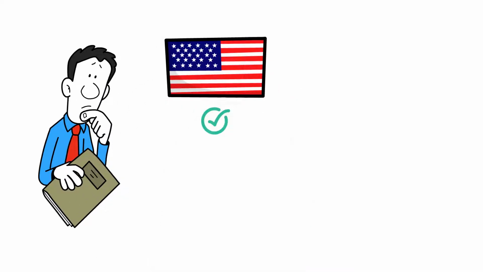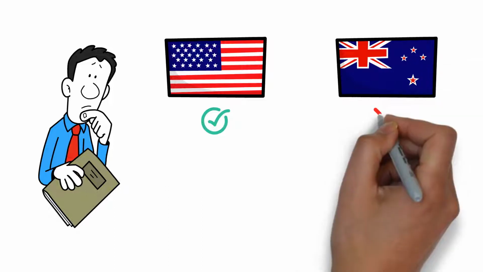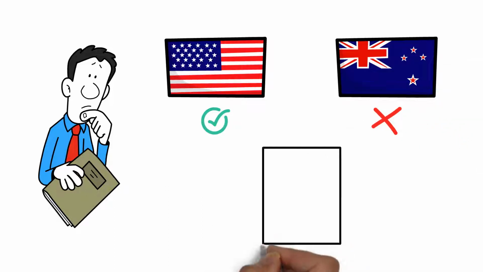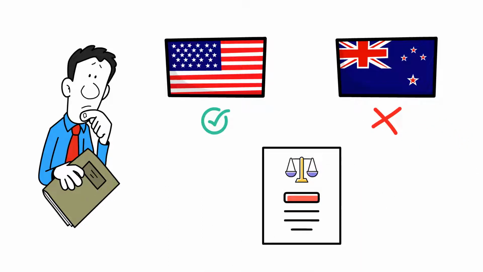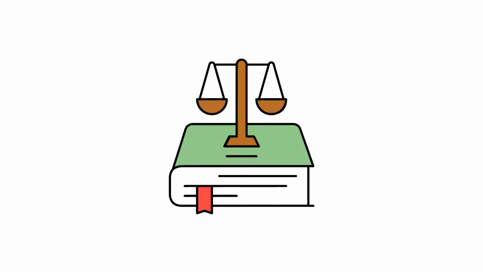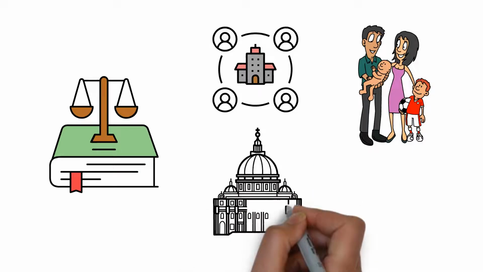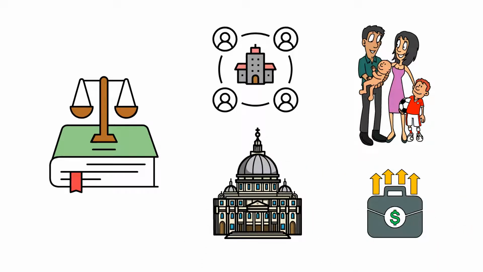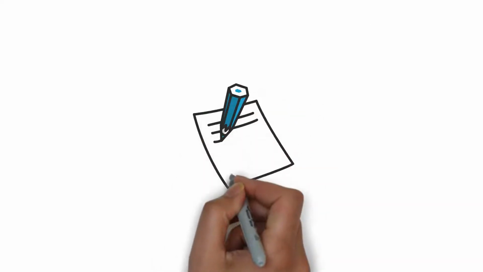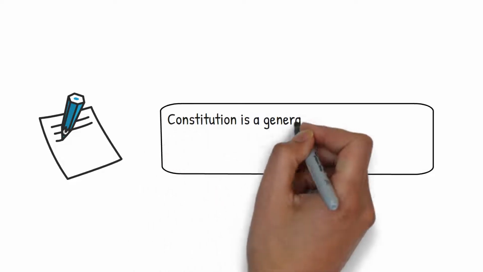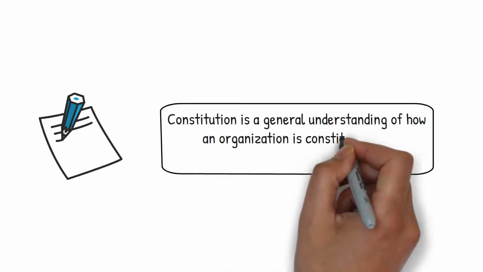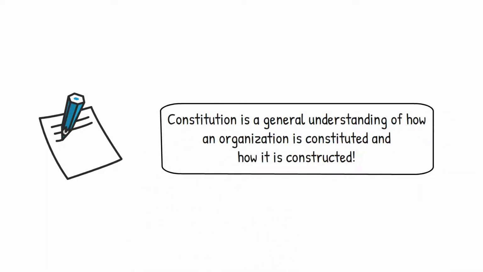First, when we say that the US has a constitution and that New Zealand doesn't have a constitution, what we mean is a written constitution. Because every country has a constitution, every organization has a constitution. Your family, your church, your business, and your country, they all have their own version of a constitution. Some organizations write their constitution on a piece of paper, and others do not.